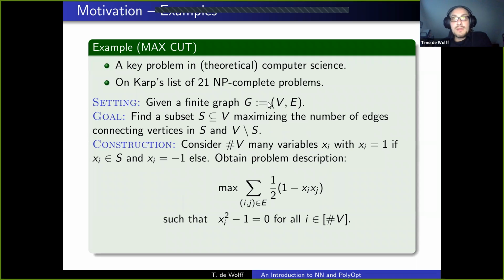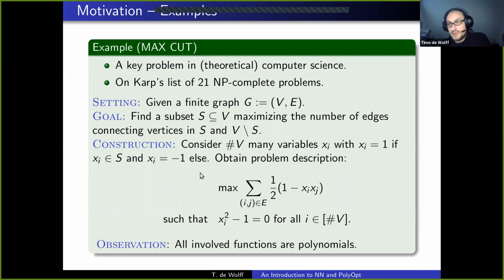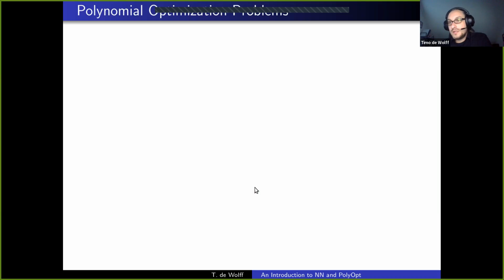And why am I showing this to you? Well, I'm showing this because if you look at this, you see all involved functions are polynomials. That's the crucial observation, right? So all involved functions here are polynomials, of course, in many variables, but all polynomials. And therefore, it is an example of a specific type of optimization problem, namely what is called a constrained polynomial optimization problem. This is what I want to introduce next.